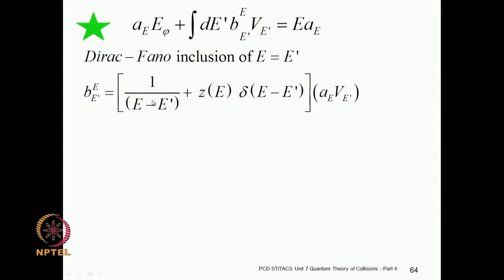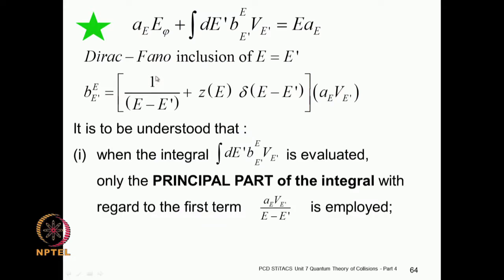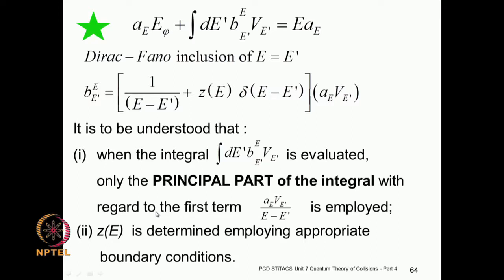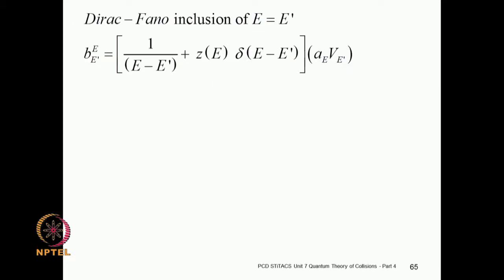So this is our Dirac-Fano proposal, and what is understood is that whenever you have this type of an integral to be determined, then you should carry out a principal value of this integration and use Z appropriate to boundary conditions. So these are the two things which go into this technique. The idea is very simple, but extremely beautiful and very powerful. Okay? So let us see what it does for us in this particular case.